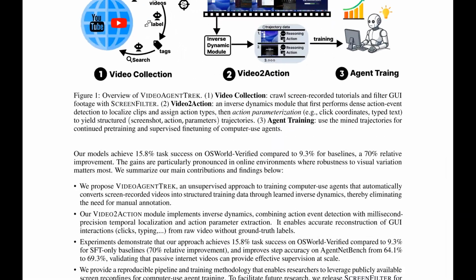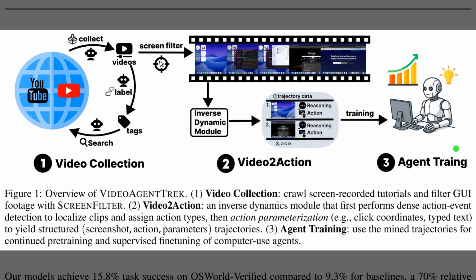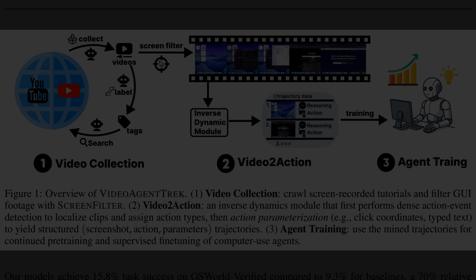Alright, Figure 1 shows the end-to-end pipeline that turns unlabeled screen recordings into usable training trajectories. An inverse dynamics module means the system infers which actions produce the visual changes, so it recovers both action types and their parameters. The flow begins with video collection and screen filtering, continues with Video2Action detection and parameterization, and finishes with agent training. The result is broad, diverse supervision mined automatically from internet tutorials.